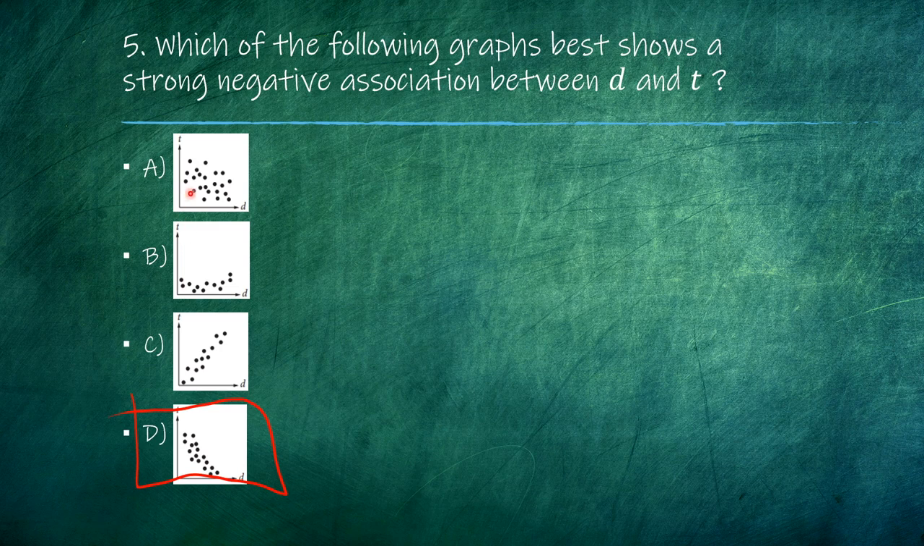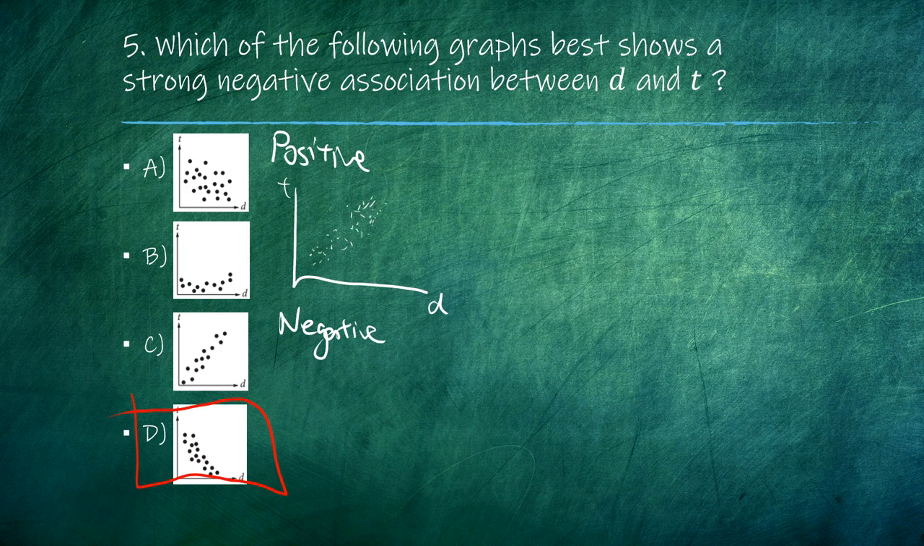Whenever we have two variables, in this case D and T, there's a different association between them. So the first thing, let's look at what they mean by positive and negative association. So positive association simply means that when there's a positive increase in one variable, we also see a positive increase in the other one. In other words, they increase in the same direction. Like in the graph above, when D increases, T also increases.